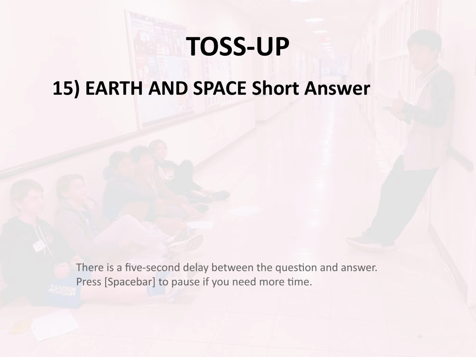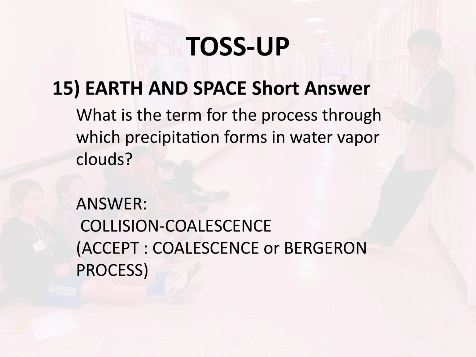Toss-up 15. Earth and space. Short answer. What is the term for the process through which precipitation forms in water vapor clouds? Answer: Collision coalescence.